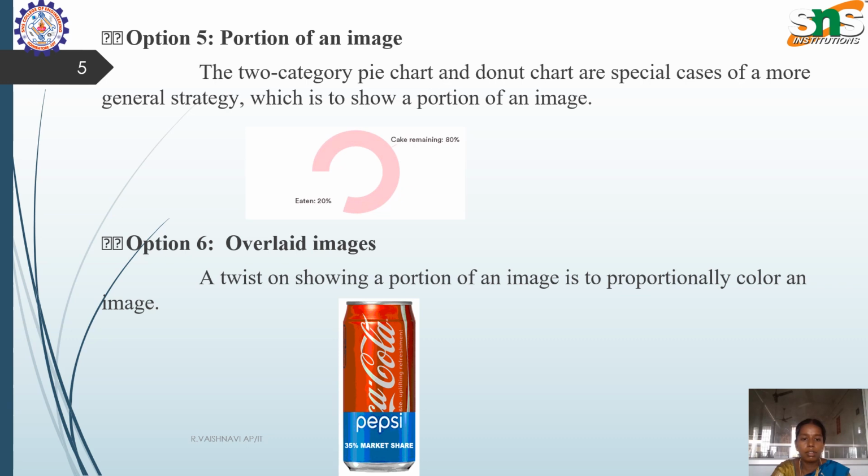Next option is to describe as overlaid images. The twist on showing a portion of an image is to proportionally color an image. Here we have the example, that is in the Coca-Cola, we have the Pepsi with 35% of the market share.